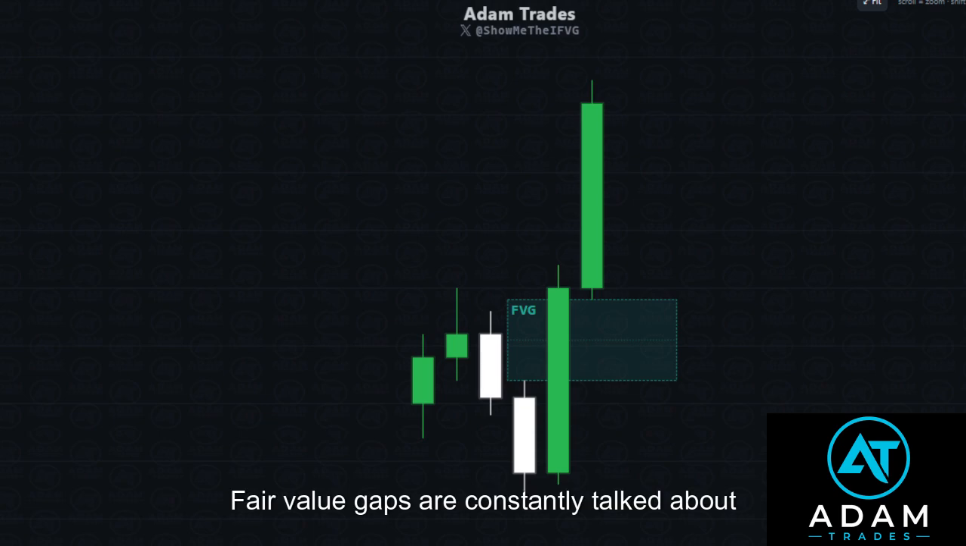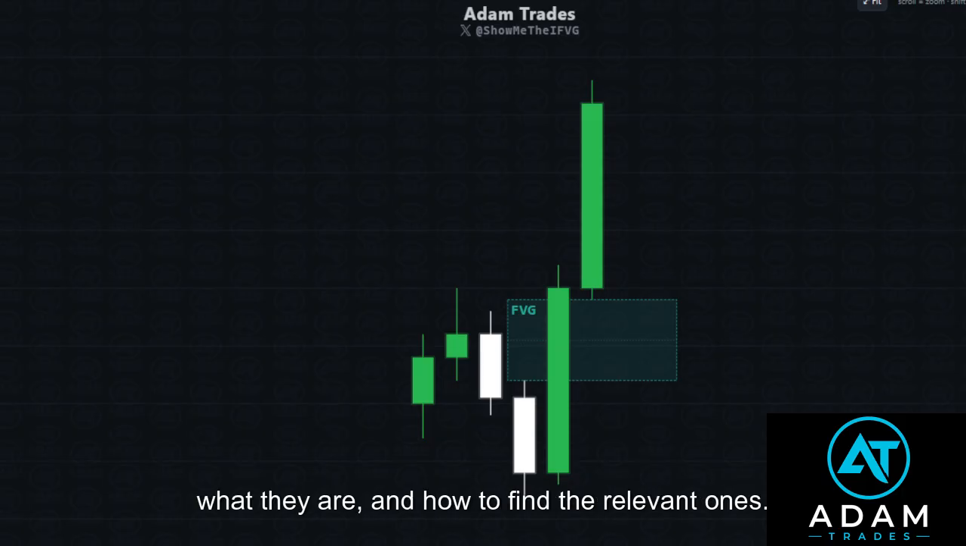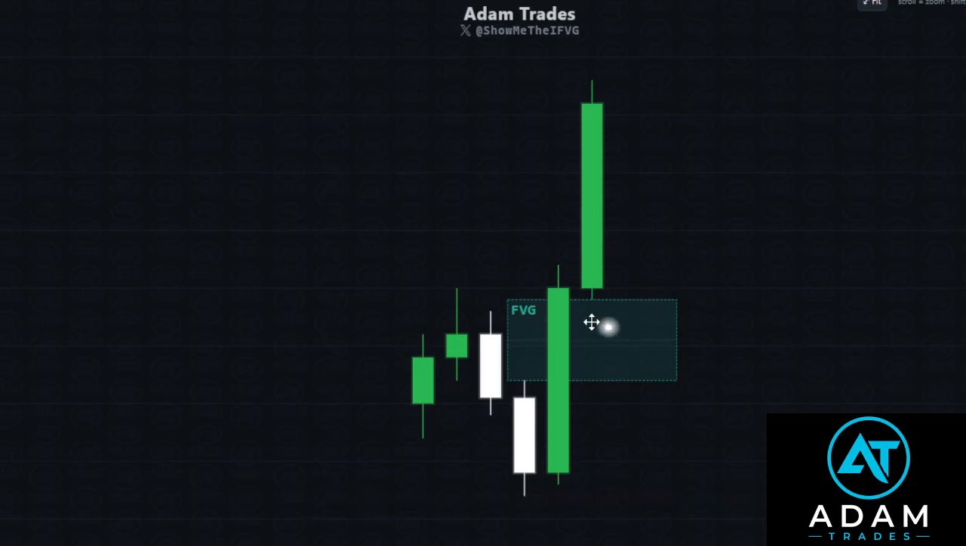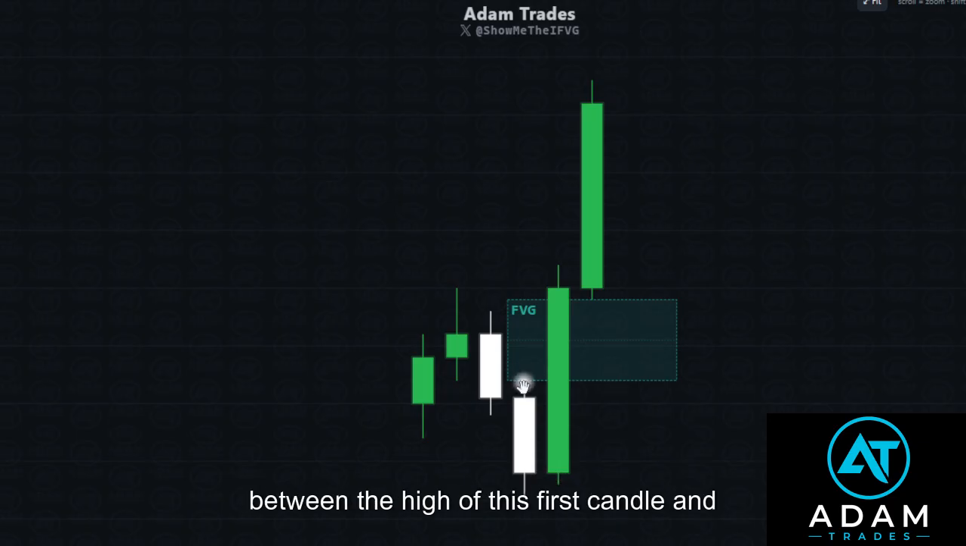Fair value gaps are constantly talked about in ICT circles. So in this video, I'll clearly explain what they are and how to find the relevant ones. So this space right here, the gap in between the high of this first candle and the low of this third candle, this is considered the fair value gap.